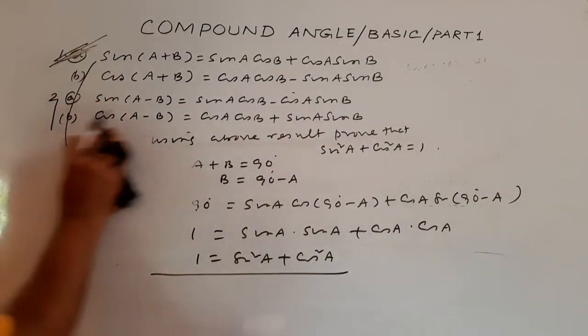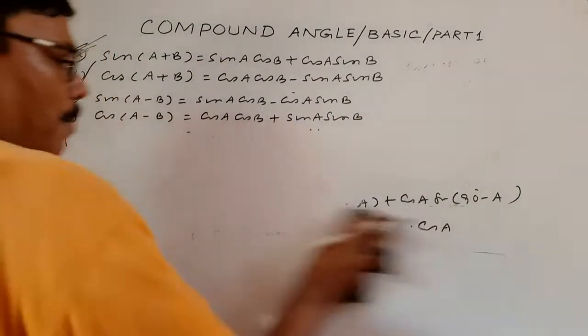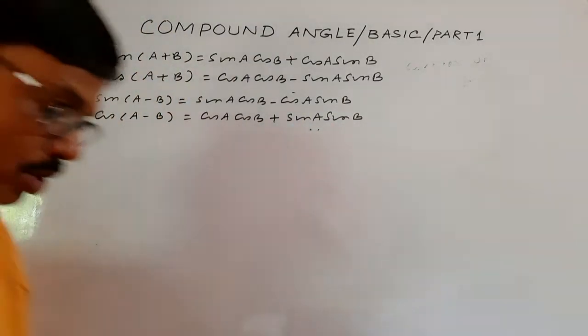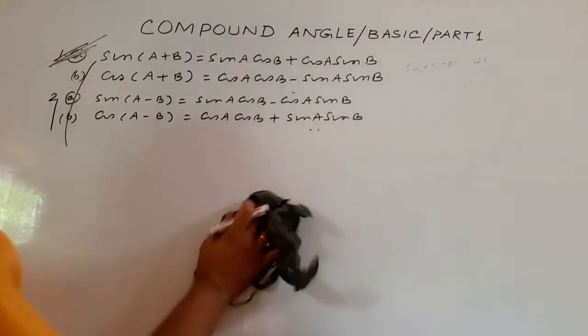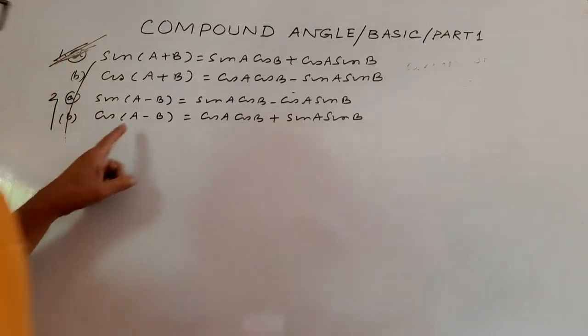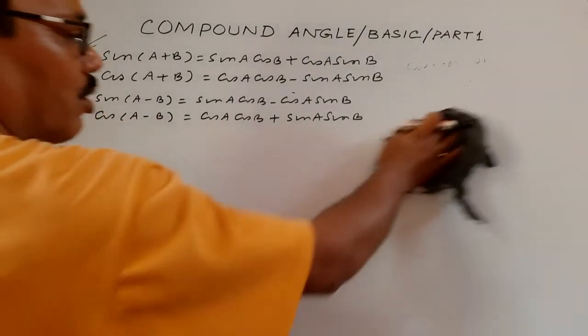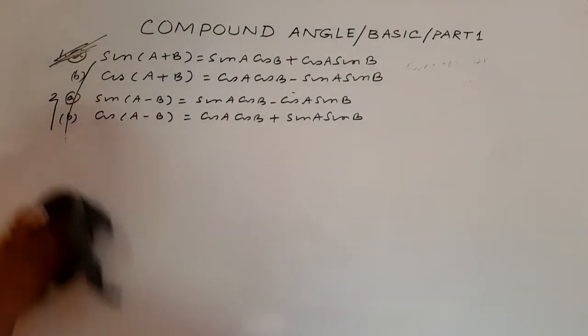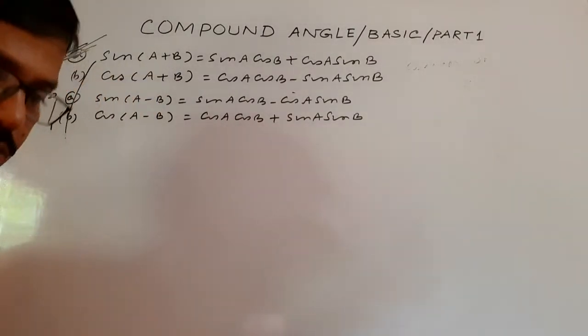Next, if you want to prove sin square A plus cos square A equals 1 from 2b, then cos 0 is 1, A minus B equals 0. That is, you have to put A equals B.